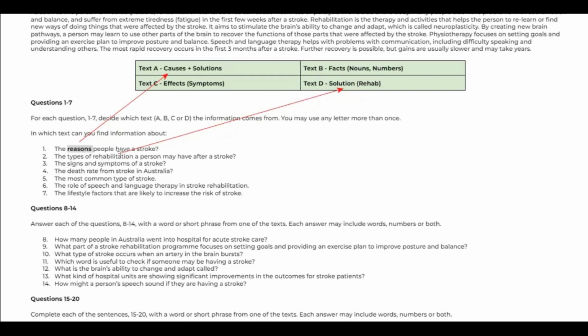At the same time, if there is another solution here also, but this is less likely, but this one, D, is more likely. You don't have to waste your whole time. The signs and symptoms of a stroke. Signs and symptoms. You know what that is? Effects. You will not have to waste your time in any other area. And going to the fourth one, the death rate. Rate, very clear. Rates are what? Facts.